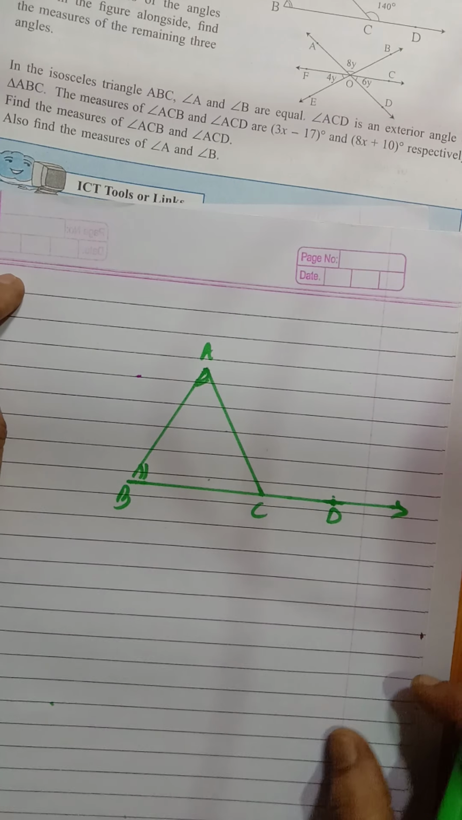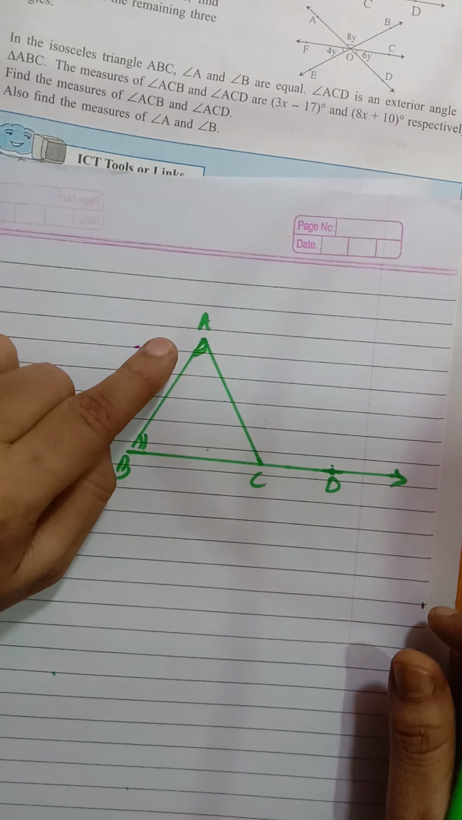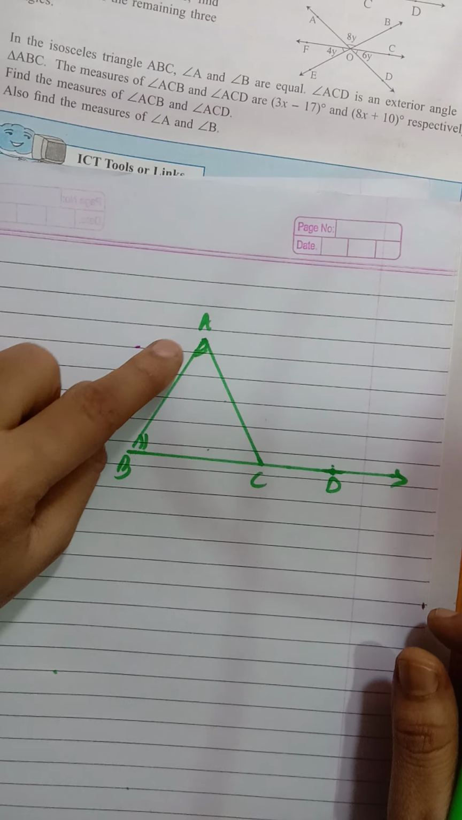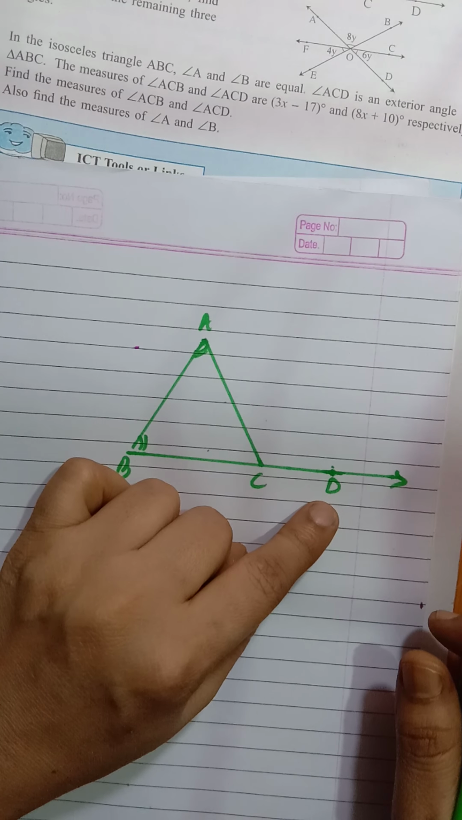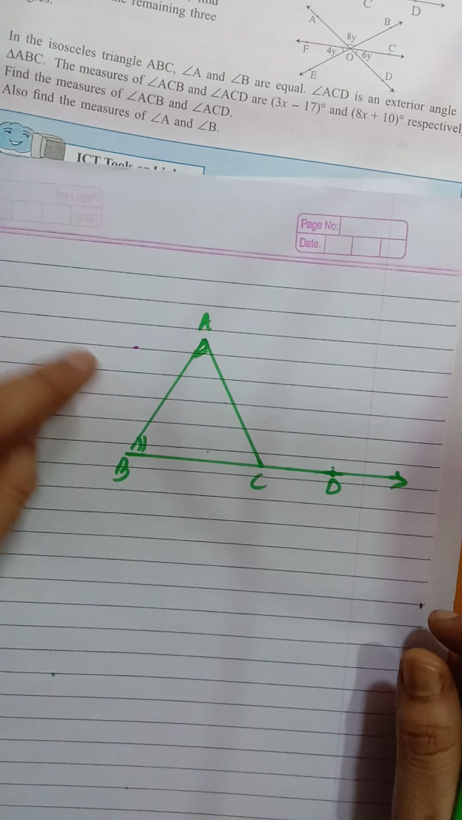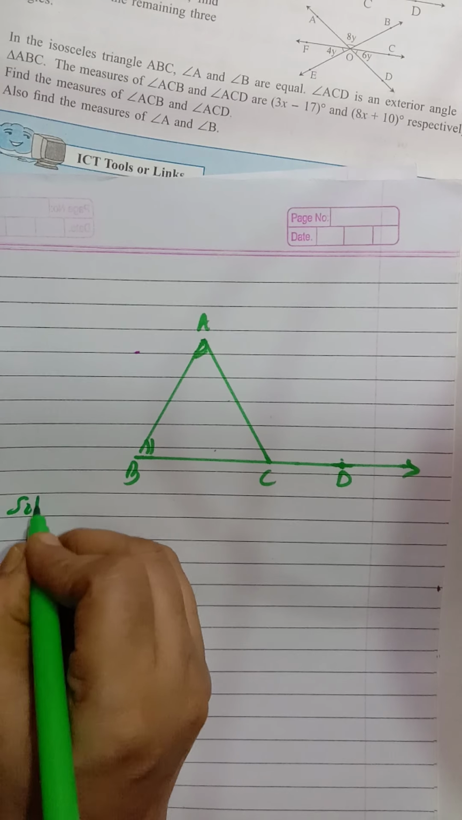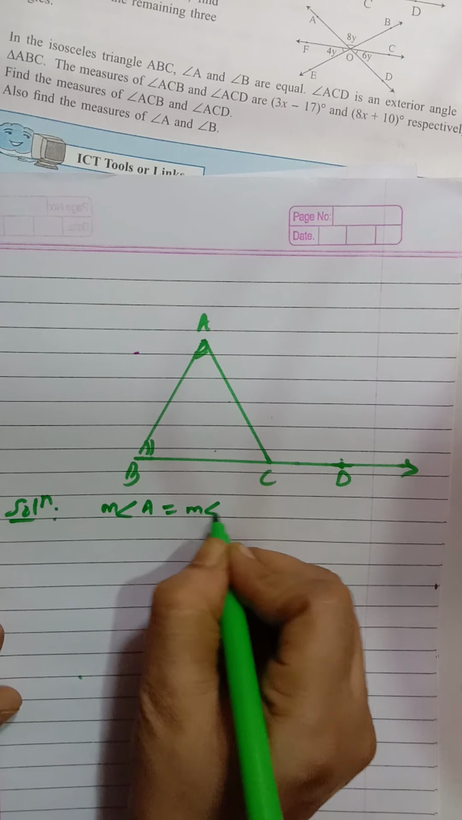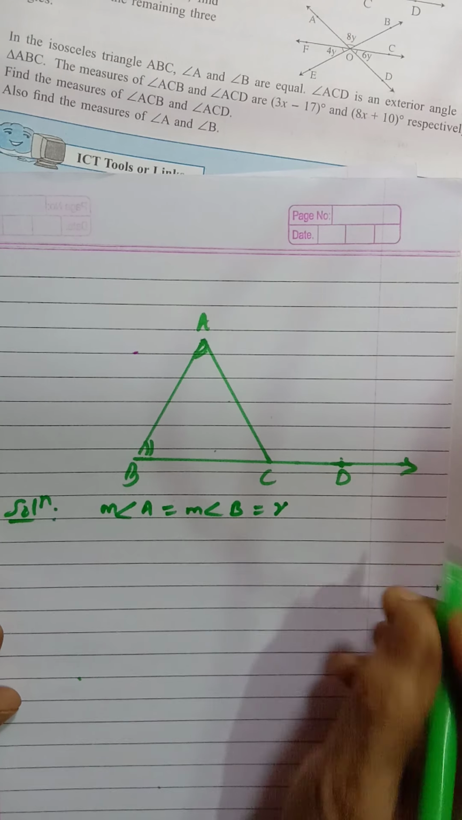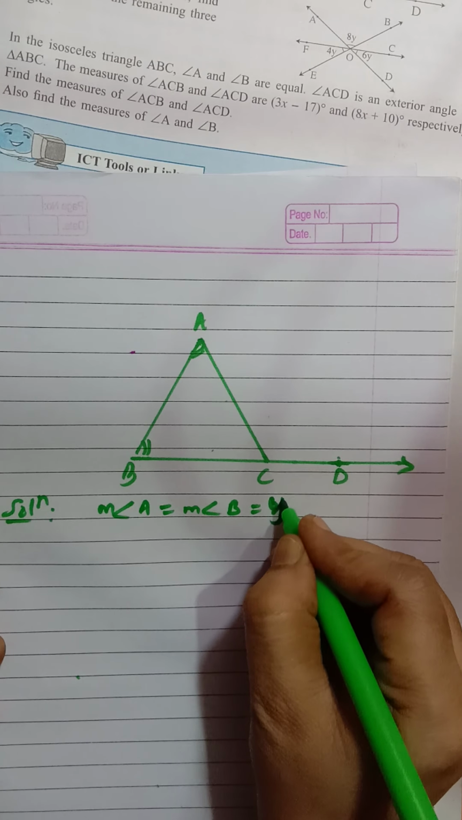Now see children, to understand, I have drawn the figure so that we can understand it clearly. We have a triangle ABC, and angle ACD is the exterior angle we have drawn, and angle A and angle B are equal. So let us start with the solution. We write that measure of angle A is equal to measure of angle B, and let it be equal to Y.